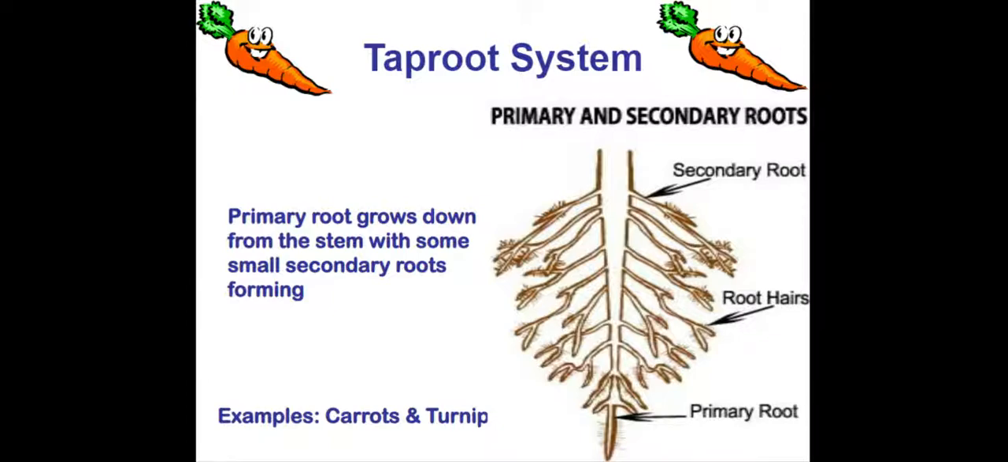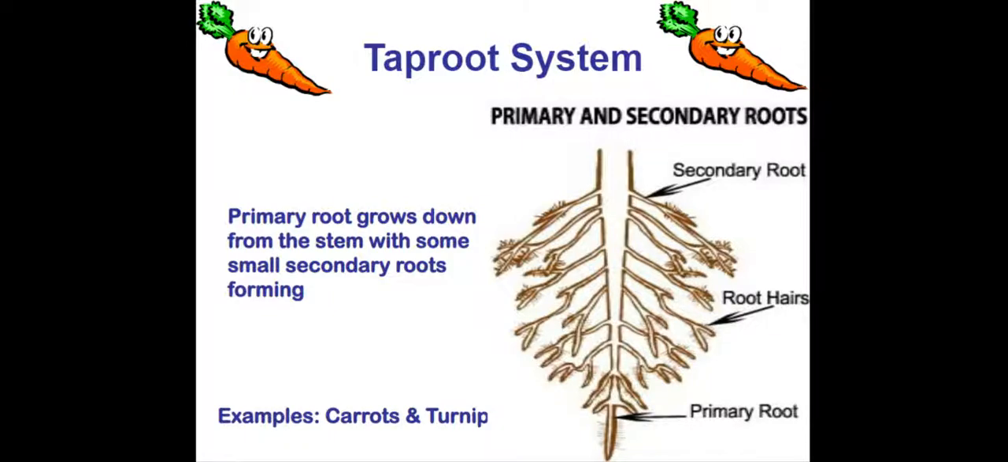And then off of that trunk are going to be secondary roots. The secondary roots are going to be the ones that have the root hairs around them and are branching out to the sides. And when it comes to a taproot system, its main function is to grow straight down. It goes down deeper into the soil and dirt than the fibrous root system.